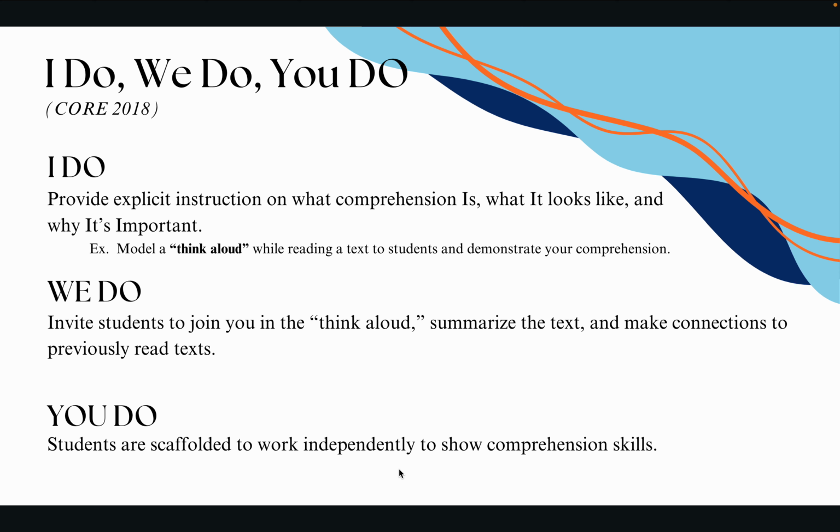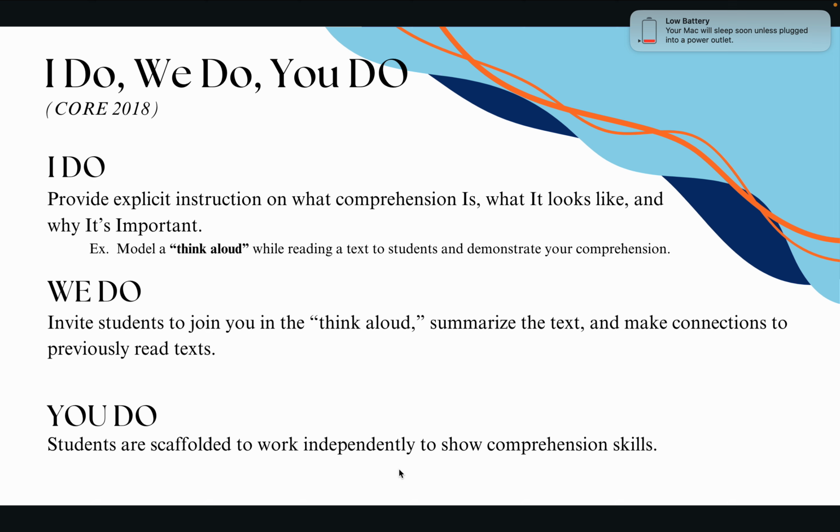So if I read a story about the 3 little pigs, I might say my thoughts aloud. I would say, oh my goodness, do you think that the wolf is going to knock down the next house? And that's an example of making predictions, which is another strategy.